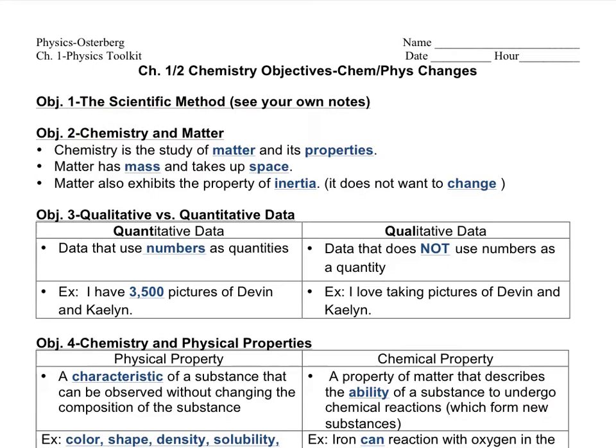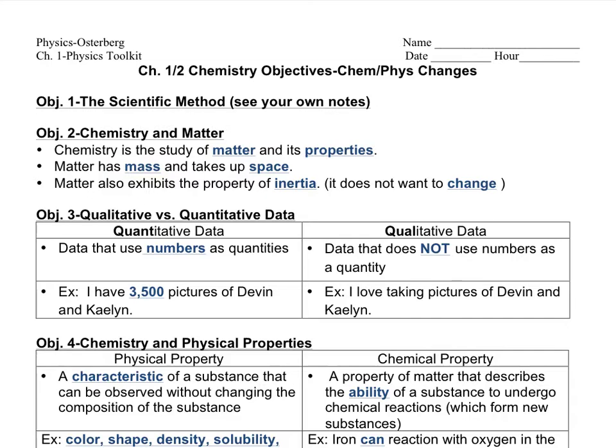This definition of chemistry, it's a study of matter and its properties. So this year we're going to be looking at matter in more detail and studying the properties of the matter. Matter has mass and takes up space, so we'll be studying anything that has mass and takes up space, which is pretty much everything on Earth.